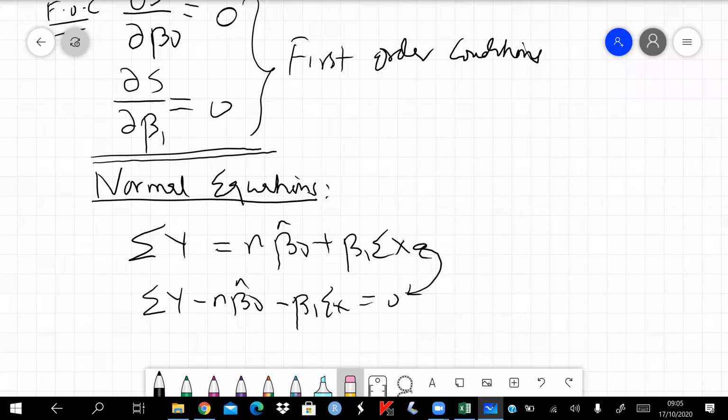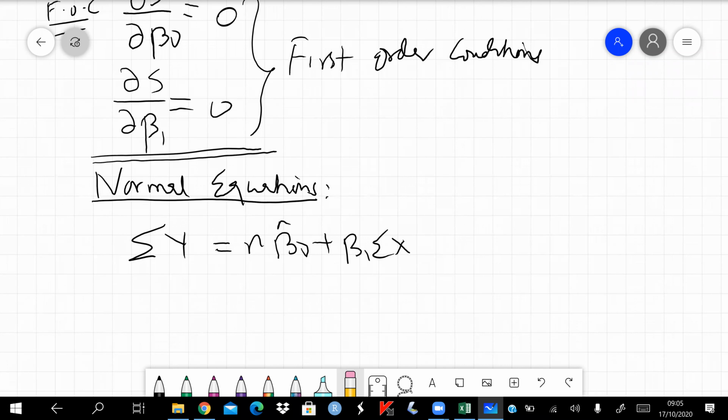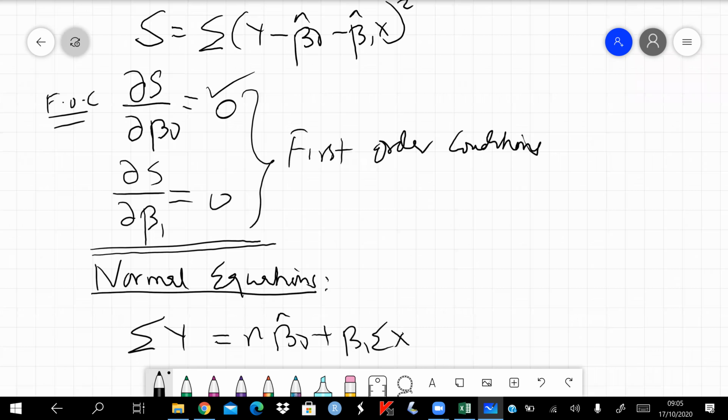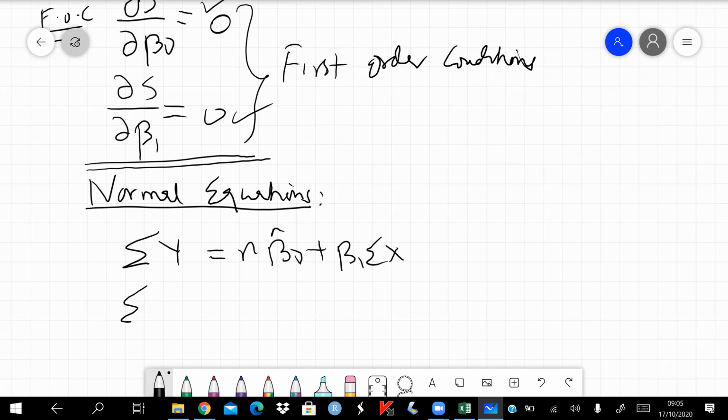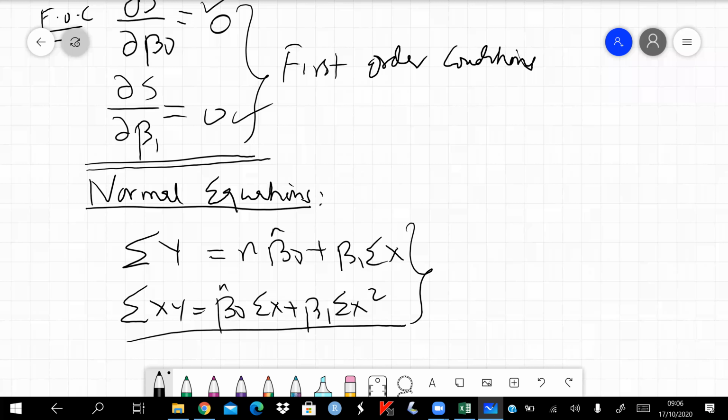And then the second normal equation, I just want to write them in a familiar way, the way that you have been used to. This one is coming from the first derivative, and when you perform this, you will get summation of xy is equal to beta naught summation of x plus beta 1 summation of x squared. So these are what we call the normal equations. If you are running a simple linear regression using the OLS method, you have two normal equations.